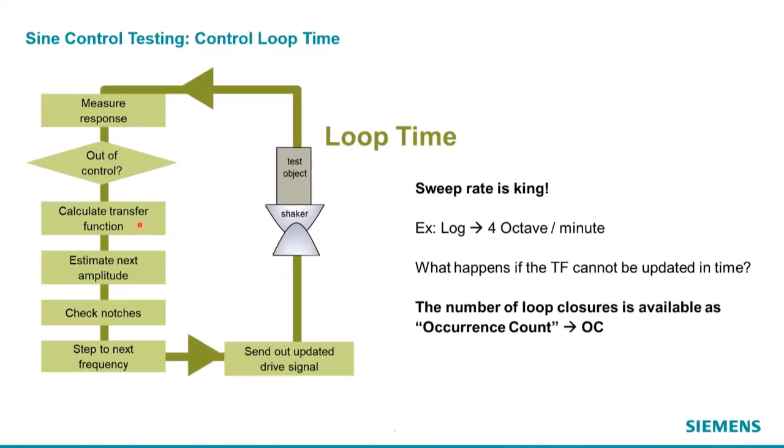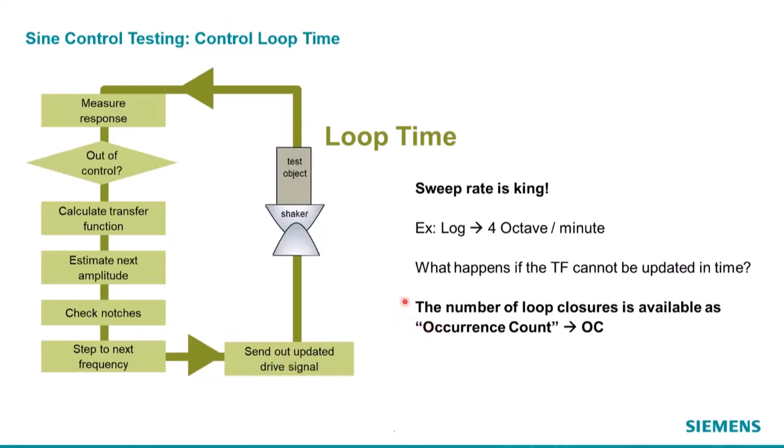As we're going through this control loop, we have a specified loop time. And I say sweep rate is king. So we never want to deviate from that sweep rate. It's 2 octaves per minute or 4 octaves per minute. No matter what happens in the control, we're always going to maintain that sweep rate. So sweep rate is king. If it goes out of control, then it's going to shut down, but it's always going to respect that sweep rate. If it sweeps up too fast and it doesn't have time to update the transfer function to calculate those next drive signals, well, it just uses the transfer function from the previous update.